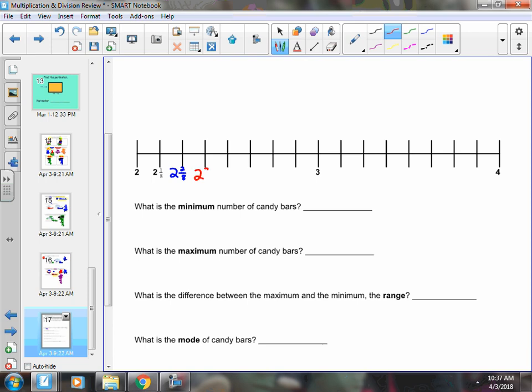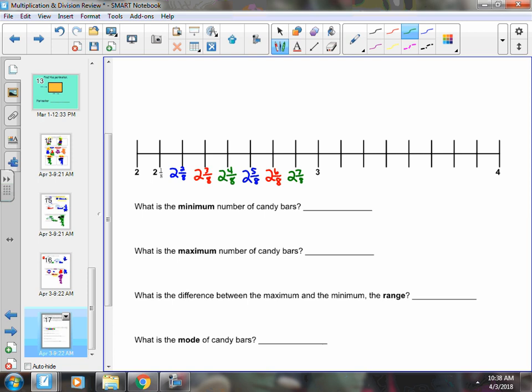2 3/8 would come next. 2 4/8. What is 2 4/8 the same as? 2 1/2. That's right. 2 5/8. 2 6/8. I'm sure you're having to write quite small. 2 7/8. 2 8/8 is the same as 3. All right, let's keep labeling.